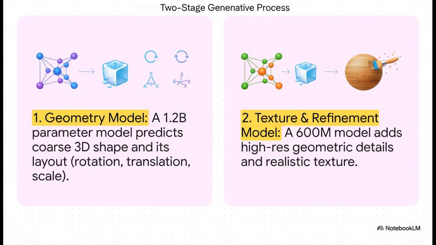The first stage is the geometry model. It's the sculptor. It's a big 1.2 billion parameter model that looks at the image and carves out the rough, basic 3D shape and figures out where it sits in the scene. Then stage 2 is the texture and refinement model. It's the painter. It takes that rough sculpture and adds all the fine details and color, making it look realistic.